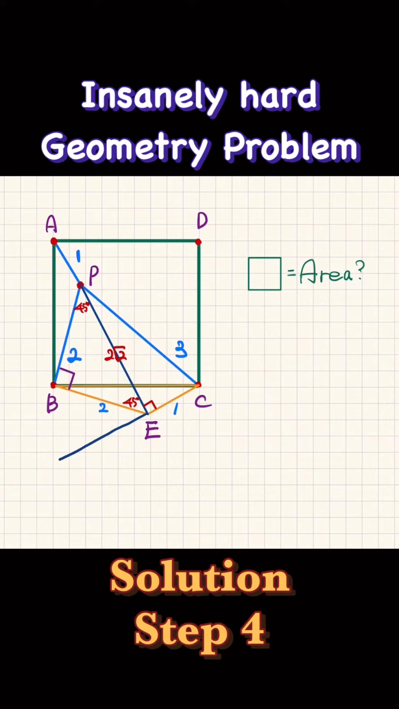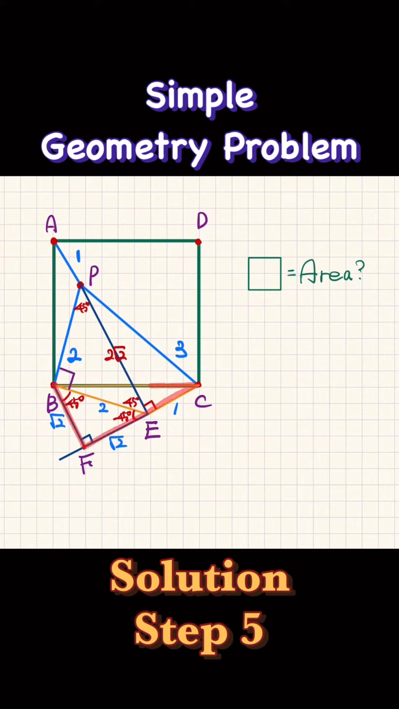Now, let's extend side CE and draw a perpendicular from point B to line CE. This reveals that angle BEF is 45 degrees, making triangle BFE another right isosceles triangle. And we find that BF and FE both have length of square root of 2.